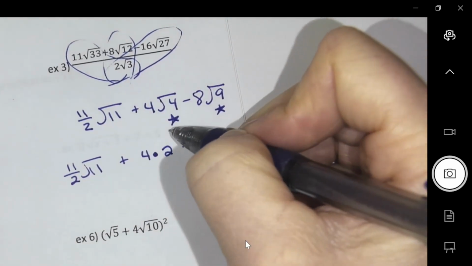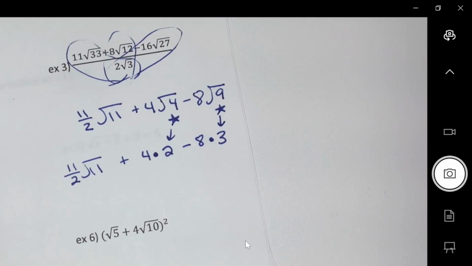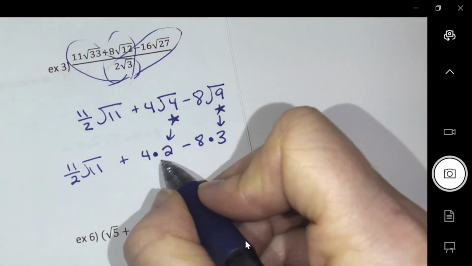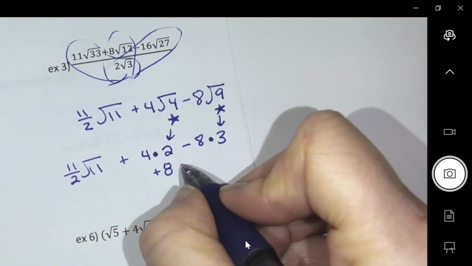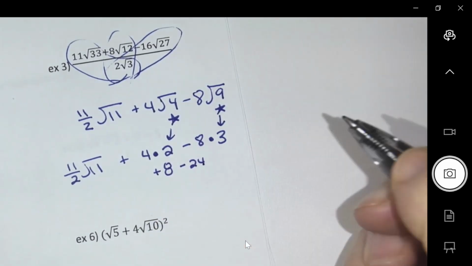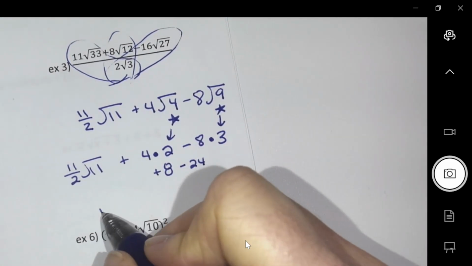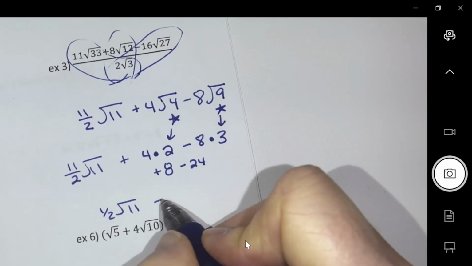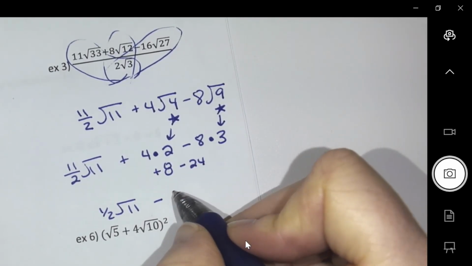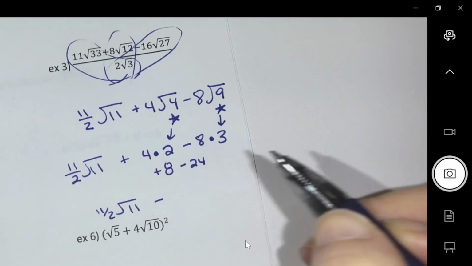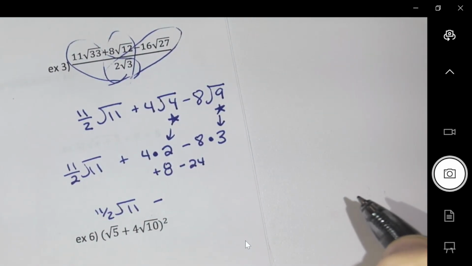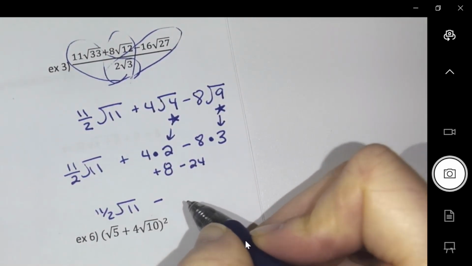Okay, so I changed the root of 4 there. You can see what I did. I changed the root of 4 to just the whole number 2, and I changed the root of 9 to a whole number 3. This is 8 minus 24, which is what? Isn't that 11 over 2? I was like, did we switch something else up? 16.